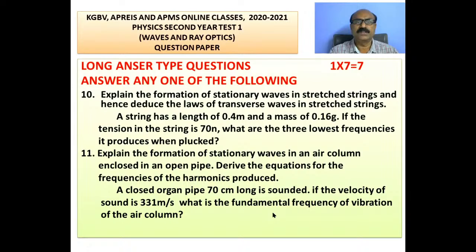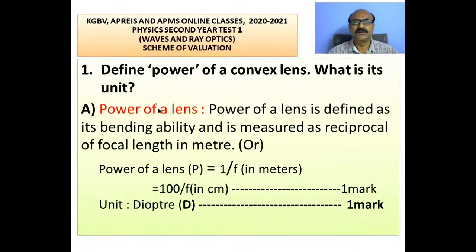Now let us observe the scheme of valuation for each question, the way in which you have to write, and the way of awarding or allotting the marks. Now let us observe this. Very short answer question, first one: define power of convex lens. What is its unit? There are 2 parts. One is the definition of power and the second part is the unit of the power of convex lens. So you have to separate the question into 2 parts.